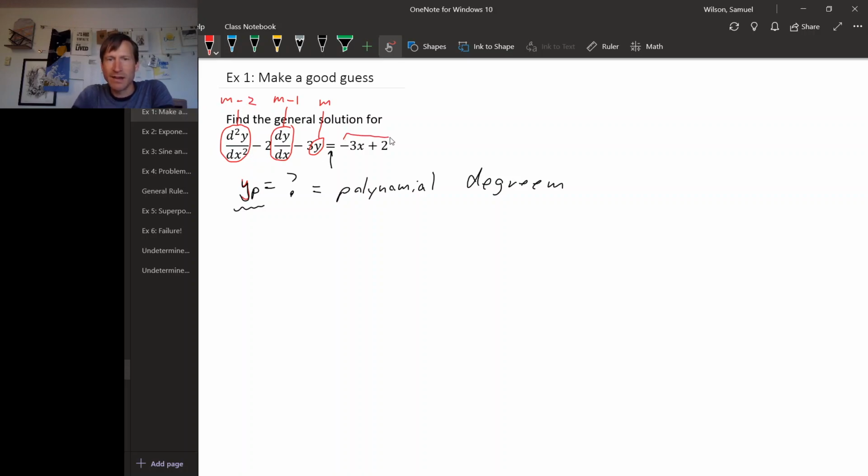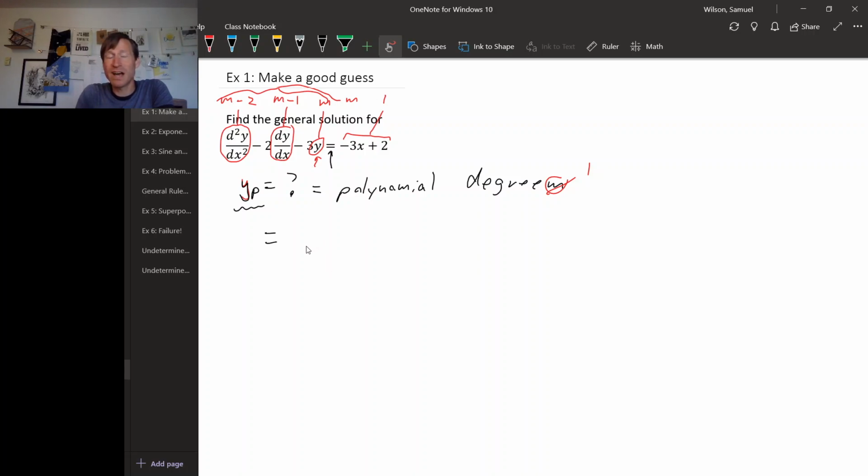On the right-hand side, we have degree 1. So when you add up the polynomials on the left-hand side, you're going to get degree m, because the largest degree is the function y. But we're supposed to get degree 1, so I guess that means m should probably be 1. So right here, we're going to guess a degree 1 polynomial. But we don't know which degree 1 polynomial. That's the whole problem. So we should guess a general degree 1 polynomial.